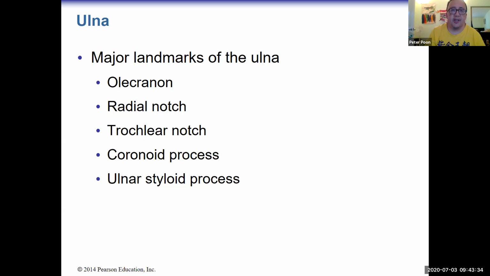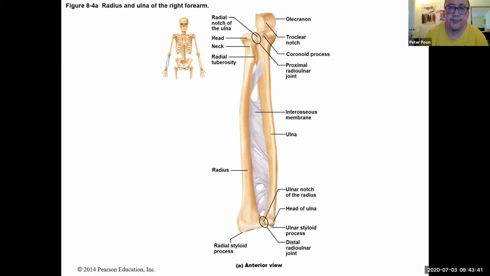So the major landmarks of the ulnar: I already mentioned the olecranon. That is the olecranon right there. In the middle, there's this groove. That groove is called a trochlear notch. There's another indentation right there where the head of the humerus actually fits in, and that's called the radial notch.